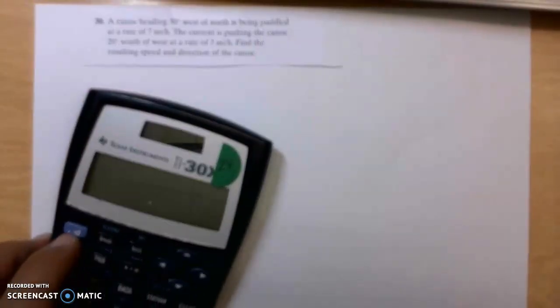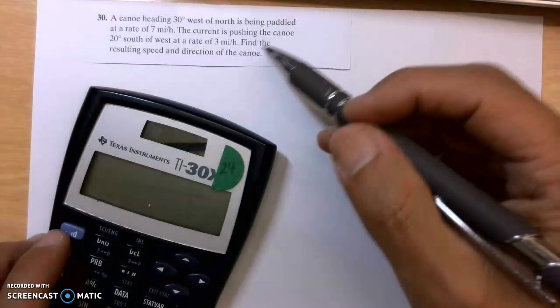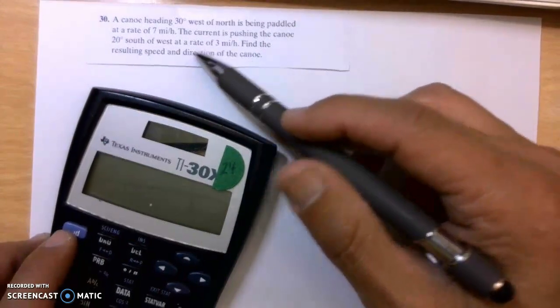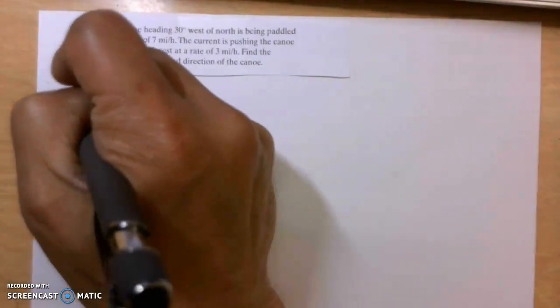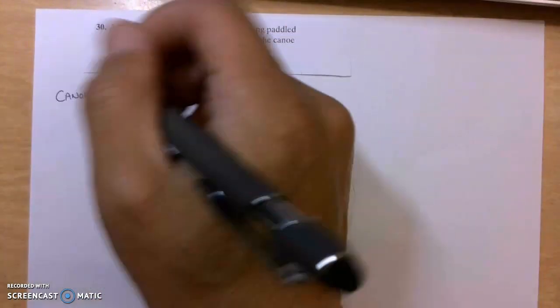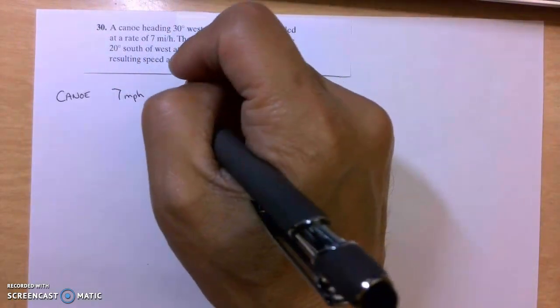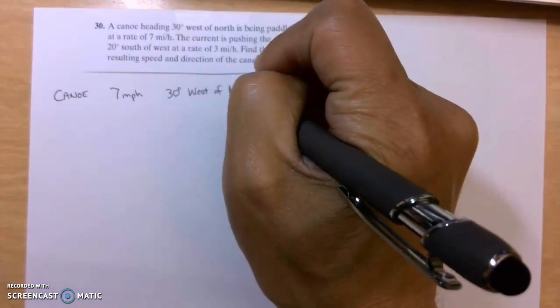A canoe heading 30 degrees west of north is being paddled at a rate of 7 miles per hour. The current is pushing the canoe 20 miles south of west at a rate of 3 miles per hour. Find the resulting speed and direction of the canoe. So there's two things at play here. There's a canoe, and we know it's going at 7 miles per hour. It is going 30 degrees west of north.